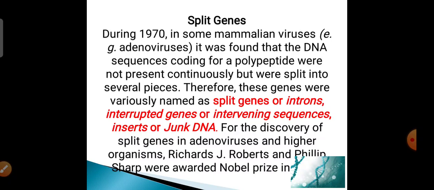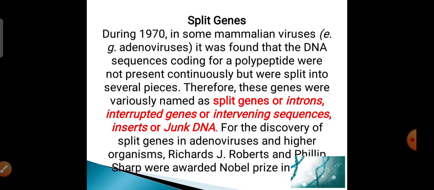Therefore, these genes were variously called split genes, interrupted genes, introns, intervening sequences, inserts, or junk DNA. Where was the existence of split genes found first? In the case of adenovirus, a mammalian virus. The DNA which codes for protein is not a continuous gene, it is split into small pieces, and hence it was called split genes or interrupted genes. The interrupting sequences are called introns, intervening sequences, junk DNA, or inserts.